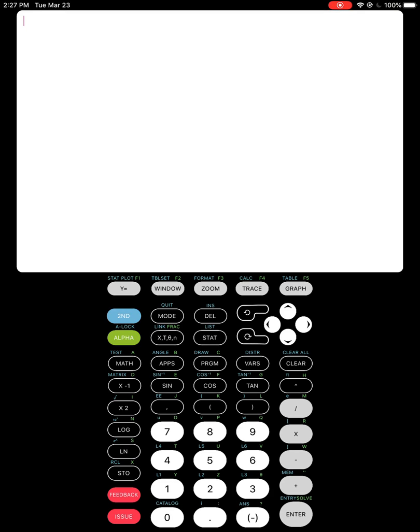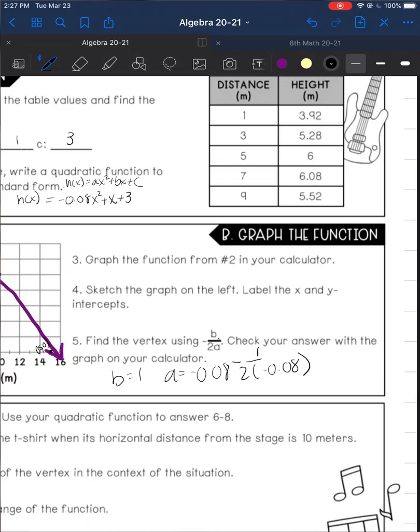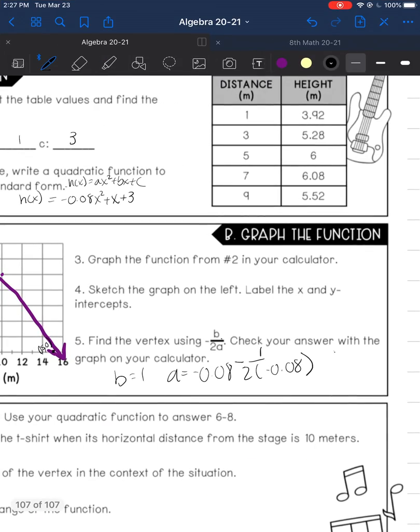So I'm going to do negative 1 just to get that negative in there, divided by 2 times negative 0.8, enter. That gives us 6.25. Remember, that's the x value of our vertex. This is the x value of our vertex. So our point starts with 6.25.